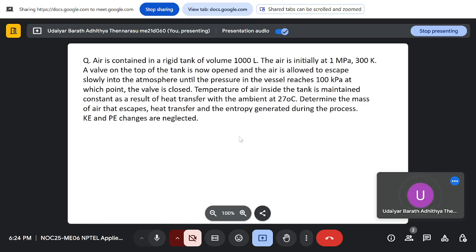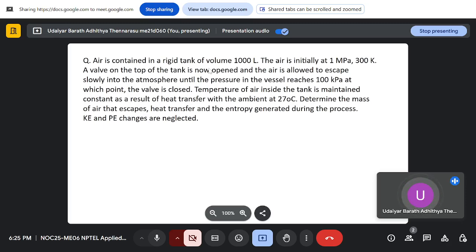The next question is: air is contained in a rigid tank of volume 1000 liters. The air is initially at 1 megapascal and 300 Kelvin. A valve on the top of the tank is now opened, and the air is allowed to escape slowly into the atmosphere until the pressure of the vessel reaches 100 kilopascal, at which point the valve is closed. The temperature of the air inside the tank is maintained constant as a result of heat transfer with the ambient at 27 degrees Celsius. Determine the mass of air that escapes, the heat transfer and the entropy generated during the process.